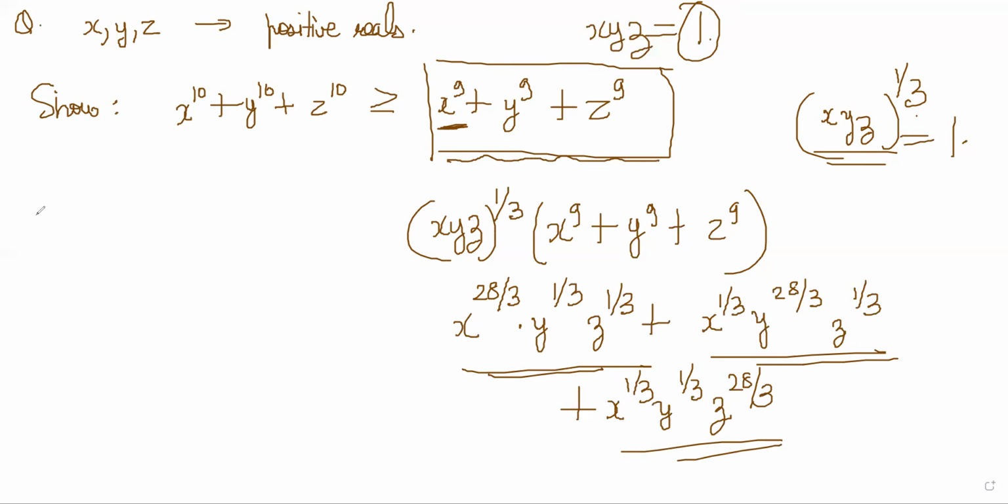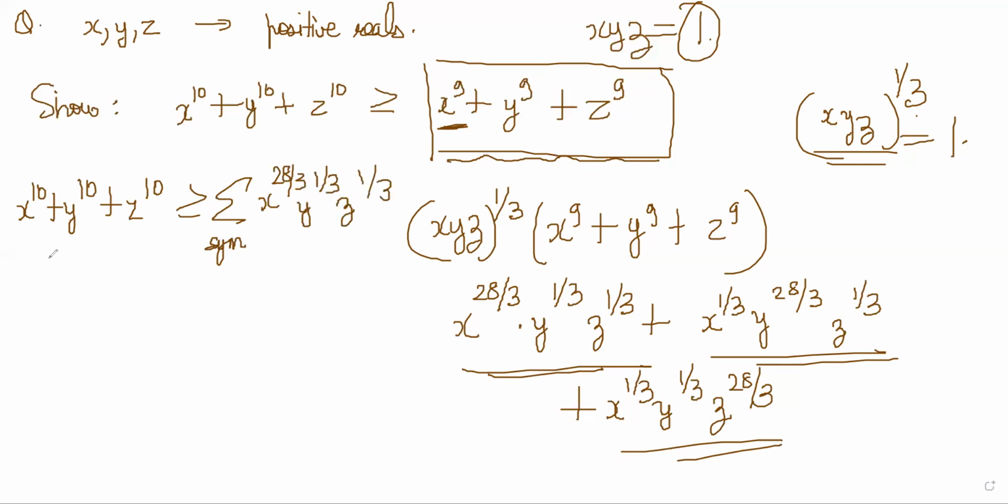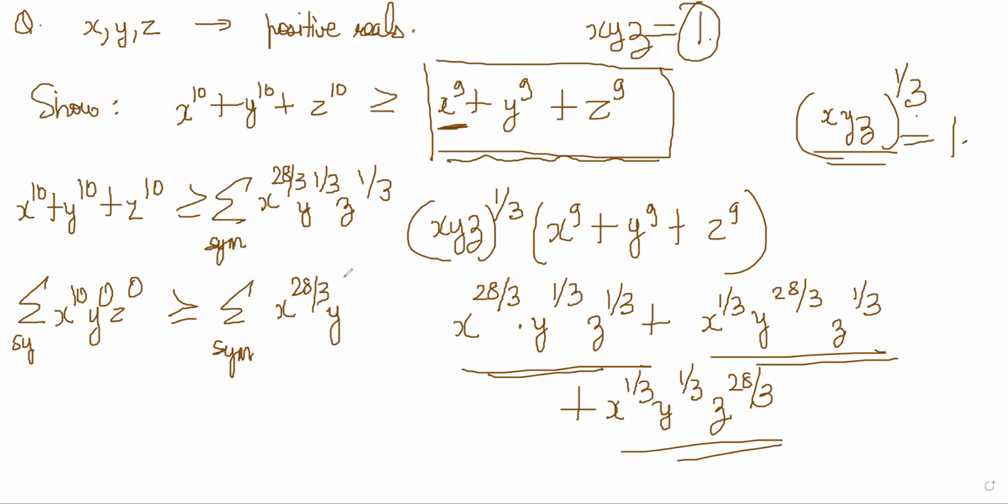So now we have to prove just this: x power 10 plus y power 10 plus z power 10 is greater than or equal to the symmetric sum of x power 28 by 3, y power 1 by 3, and z power 1 by 3. Now, this is the symmetric sum of x power 10, y power 0, and z power 0, right? Is greater than or equal to this symmetric sum: x power 28 by 3, y power 1 by 3, and z power 1 by 3.